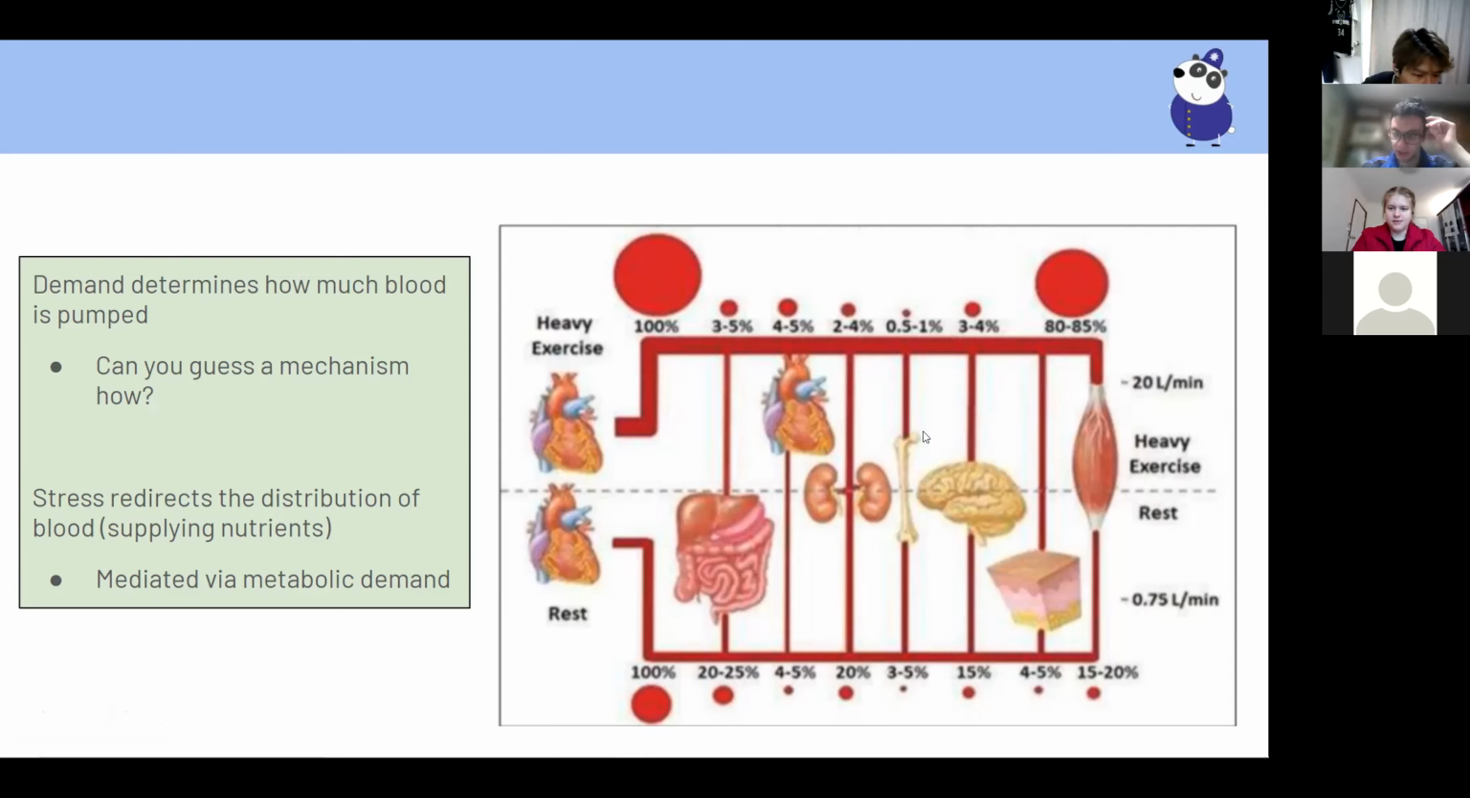Yeah, that's true. If you want to make blood go to a particular area, you just dilate the vessels, so the blood goes there more. That's also mediated by metabolic demand.